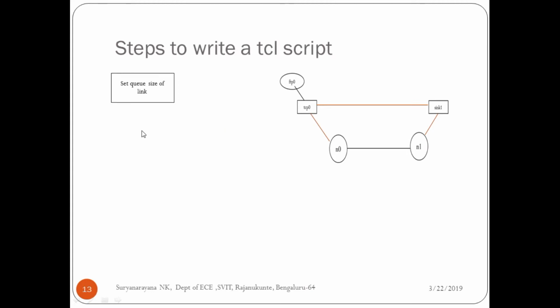Add queue size for the link you have created by using the syntax ns queue-limit between the nodes and the value for the queue.